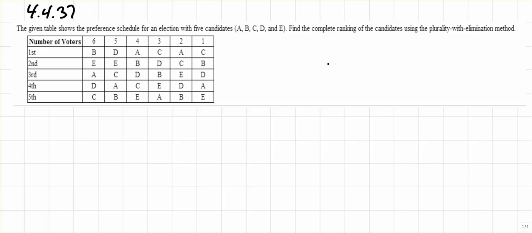The given table shows a preference schedule for an election with 5 candidates, A, B, C, D, and E. Find the complete ranking of the candidates using the plurality with elimination method.